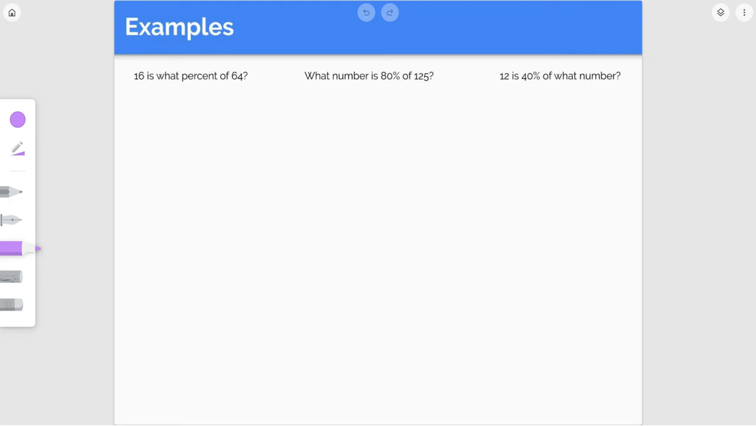Today you're going to start working with the percent proportion. I hope you enjoyed your weekend off and you're ready for the last week of remote learning.